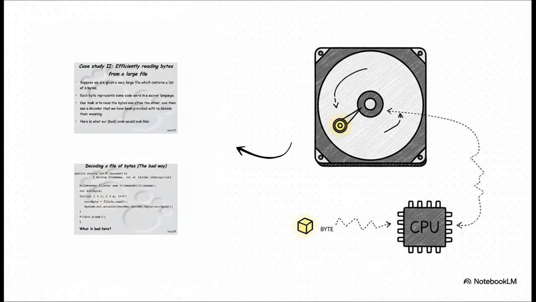The real problem is that loop. It tells the computer, okay, go all the way to the hard drive, grab one tiny byte, bring it back, do something with it, and now go all the way back to the hard drive to get the very next one. Doing that millions or billions of times creates a traffic jam of epic proportions.